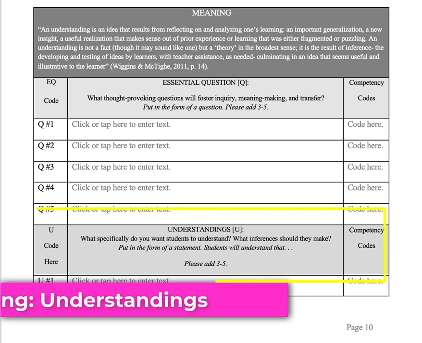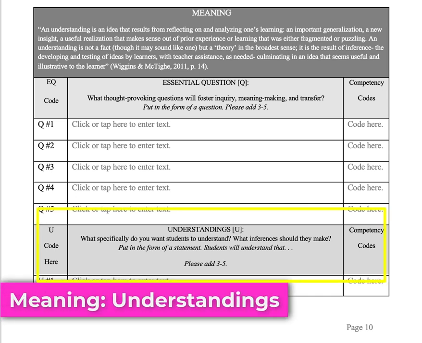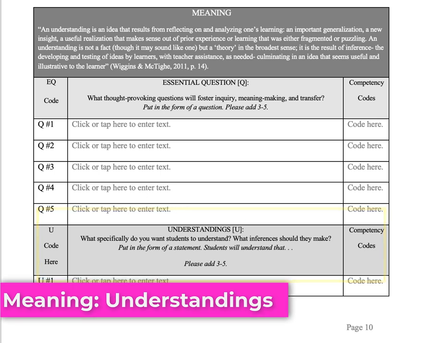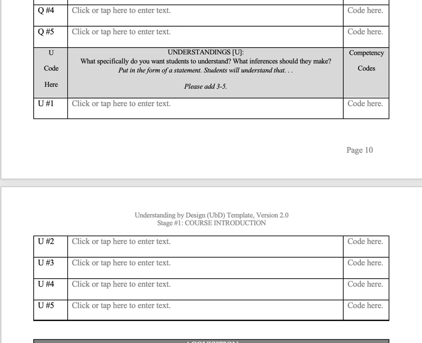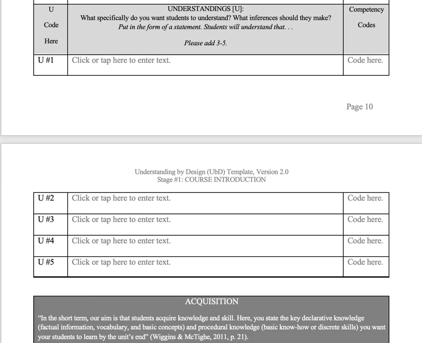After this, you'll do the same thing for the understandings. Think about what your students specifically need to understand in order to make meaning in this unit. List 3 to 5 statements, and again, you can align it to a standard by putting your standard code to the right.